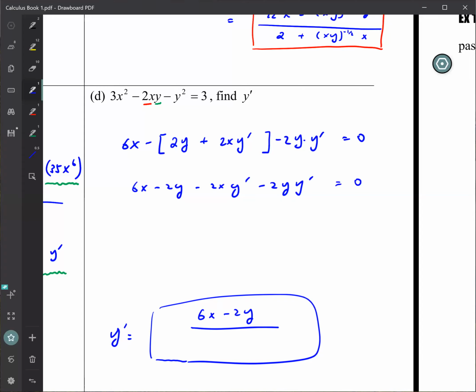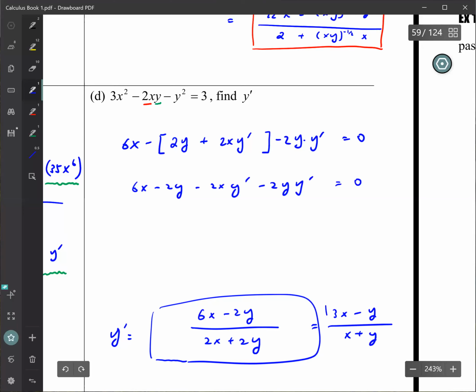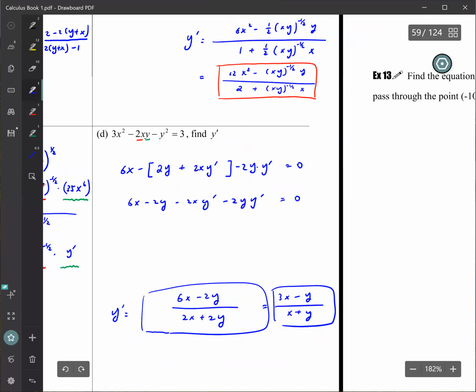It should be 2x plus 2y. Okay, sounds good, right? Or you could simplify even more, because they all have a factor of 2. So you could also divide everything by 2. That will end up with 3x minus y over x plus y. This will be a more simplified answer. Any questions about this? Okay, no questions. We're moving on.